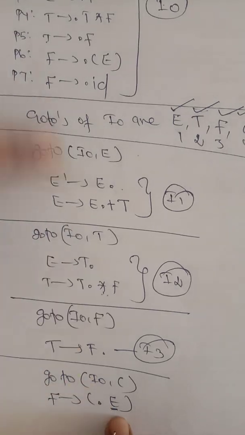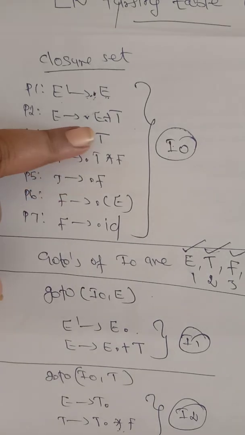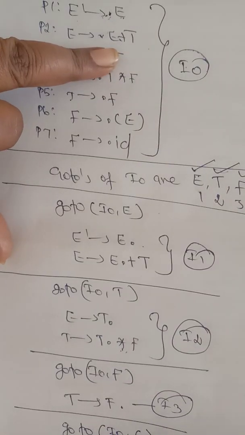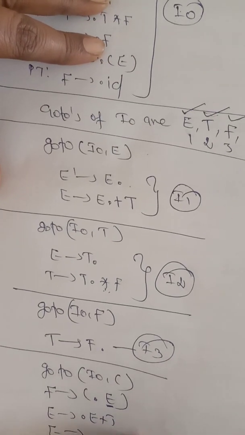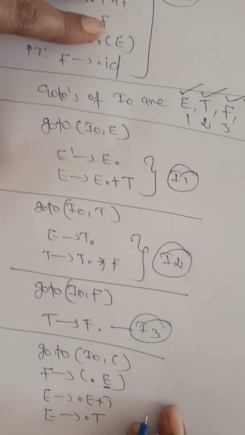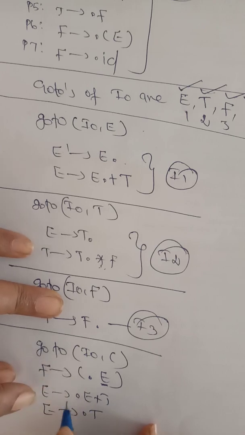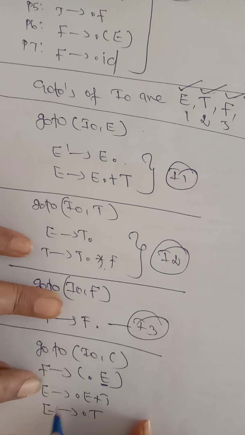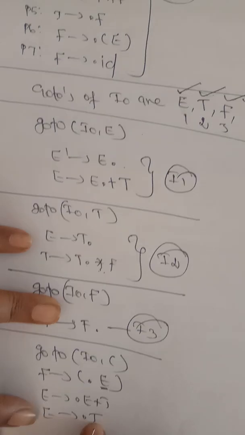So what is E? E → dot E plus T, and E → dot T. So first copy those productions: E → dot E plus T, next E → dot T. Then refer to the values after dot in E. Here E is already copied from I0, so you just ignore. In the second one we are having T, so refer to the T productions from I0.